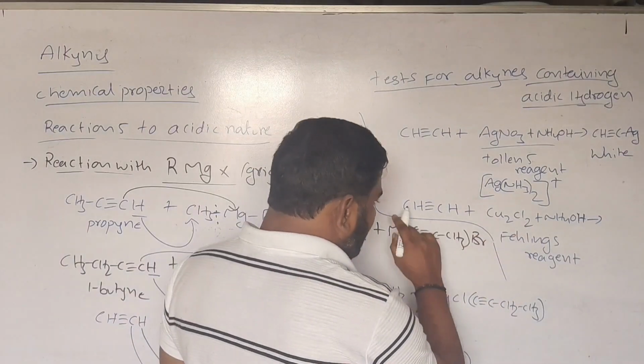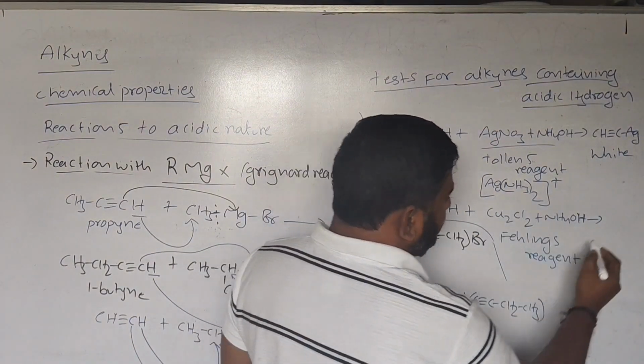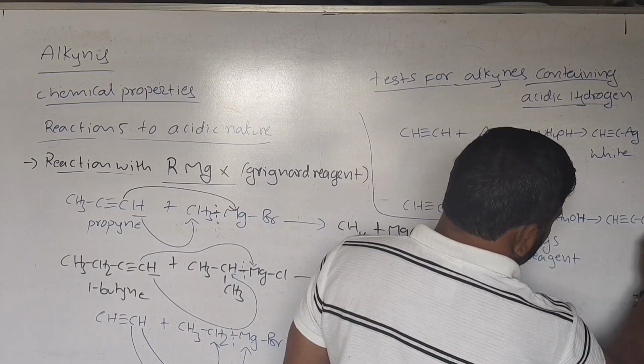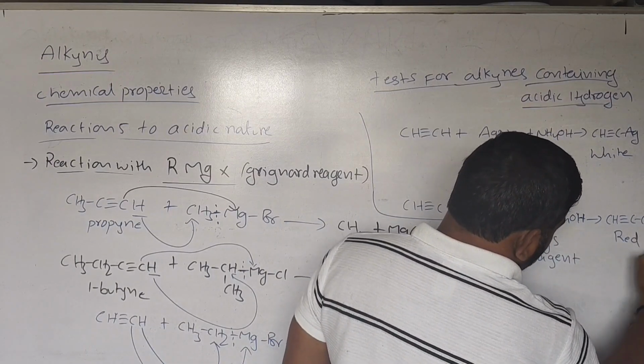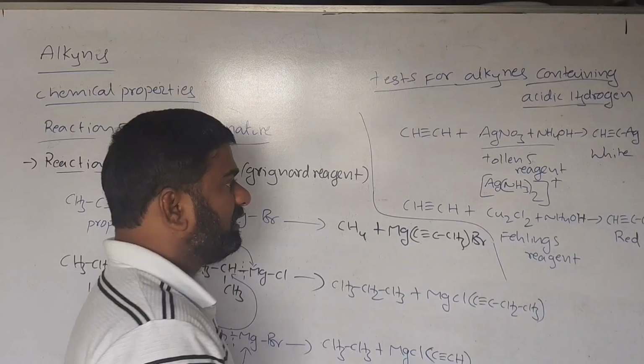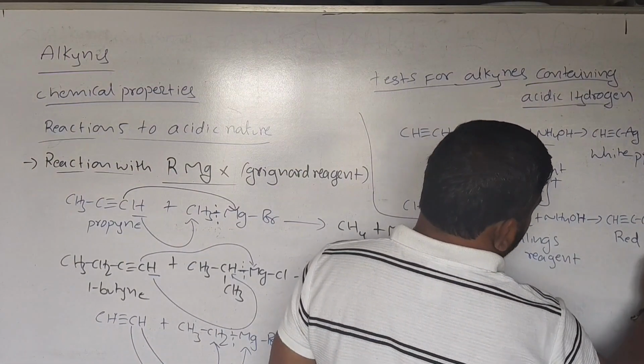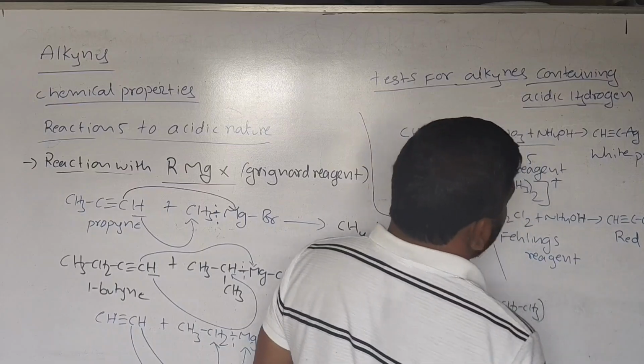Here also the acidic hydrogen is replaced by Cu. So CH triple bond C, Cu. This is a red color precipitate. Here a white color precipitate, PPT means precipitate. Here a red color precipitate you will get.